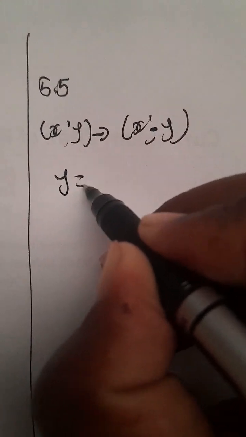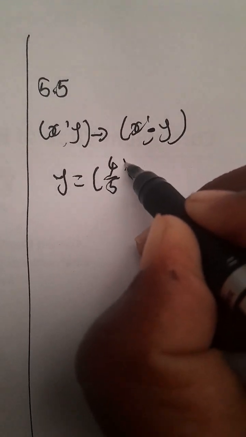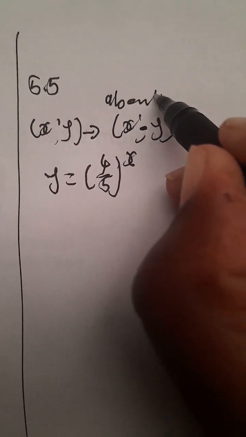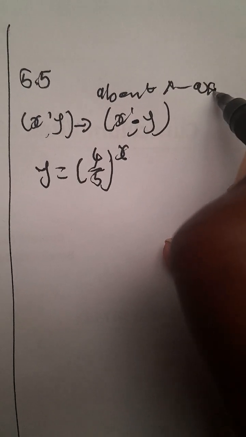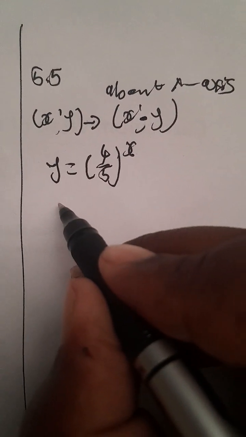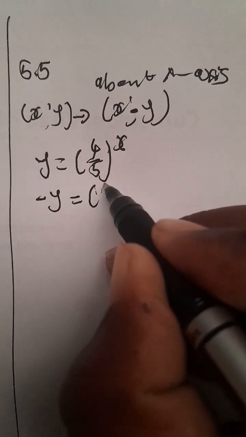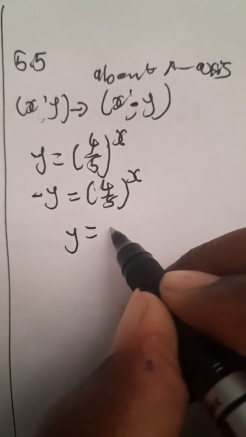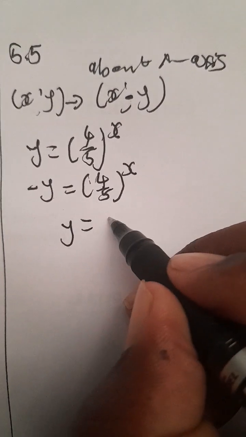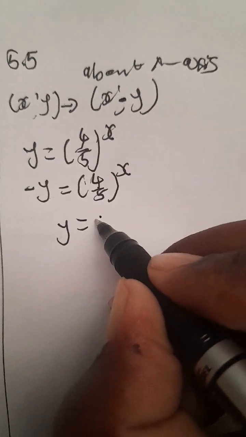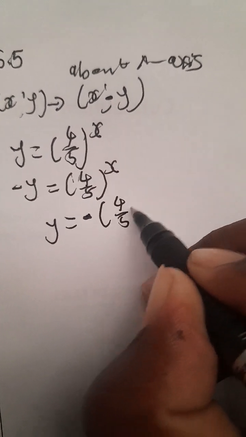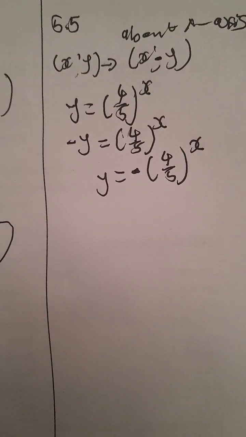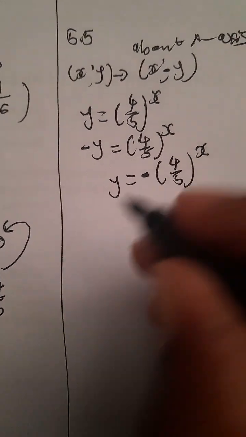So remember that we have y is equal to 4 over 5 to the power of x. Since it's a reflection about the x-axis, the rule says your y value becomes negative, but your x value remains the same, meaning that where there's y, you replace it by negative y. So it will be negative y equals 4 over 5 to the power of x. Then you divide by negative on both sides, and you'll be left with positive y, and we'll be left with y equals negative 4 over 5 to the power of x. So that's how it should be for 5.5.